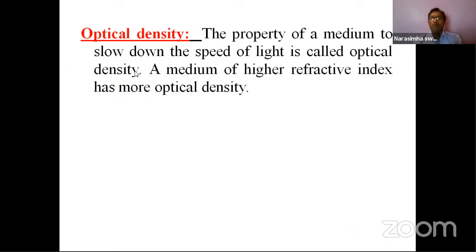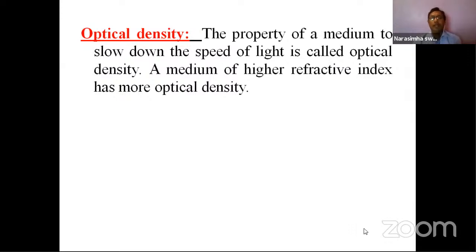If density is more, density means mass per unit volume, the mass of individual particles in the medium. If those particle densities are more, then the light ray cannot travel as freely as in the air. So definitely that light ray makes a number of collisions with the particles of the medium, then the velocity decreases. That's why optical density means the property of a medium. So it is related to the medium only, that slows down the speed of light.